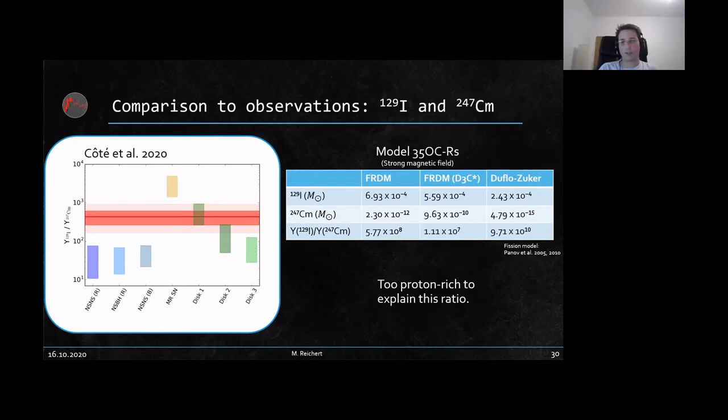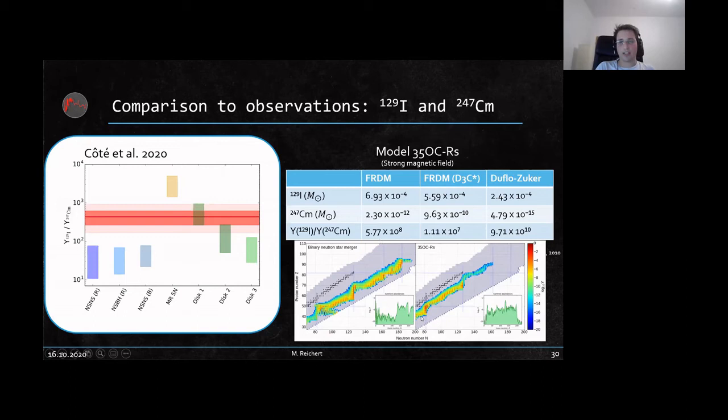You can see this if we look at the nuclear chart and just compare one of the more neutron-rich fluid elements of this model and compare it, for example, with this NSNS model, which is much more neutron-rich and also synthesizes curium, compared to the model with the strong magnetic field that we investigate. So in other words, this model would not be able to explain these ratios.